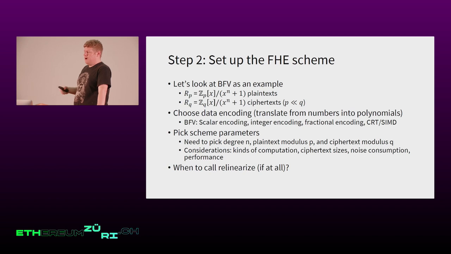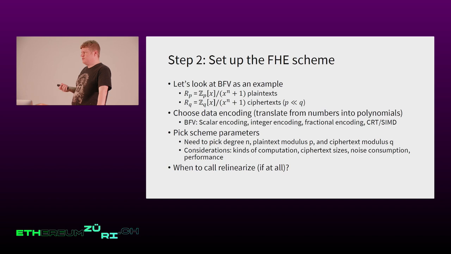Once we've chosen how we want to encode our data, we need to choose the scheme parameters. We've already talked about the plaintext modulus and the ciphertext coefficient modulus, q. But there are other scheme parameters as well, such as the polynomial degree. If you choose these parameters poorly, you can either have way lower performance than needed, or if you make the parameters too small, then you don't have enough computation to successfully decrypt the result.